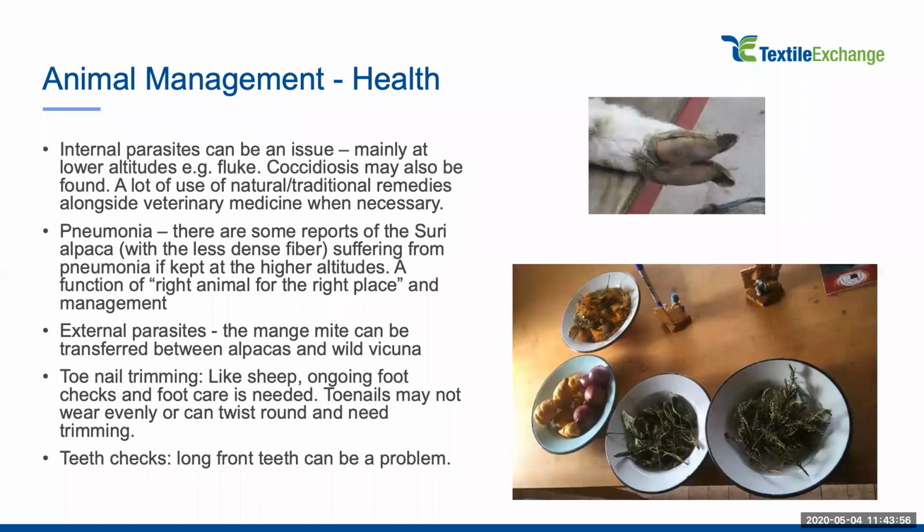And then the feet. The picture at the top shows that, again like sheep, ongoing foot checks and foot care are needed. The toenails of the alpaca might not wear evenly, they can twist round and require trimming. Most farmers will do a teeth check and a foot check prior to breeding and take any remedial action as needed through the year as well. So with all these factors, some of these things are very familiar from talking about other species, but they might be handled a different way, and then there are sometimes some other challenges as well.